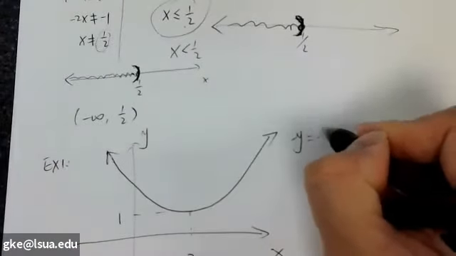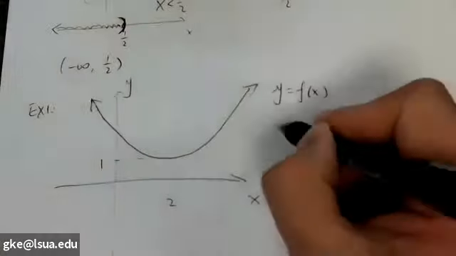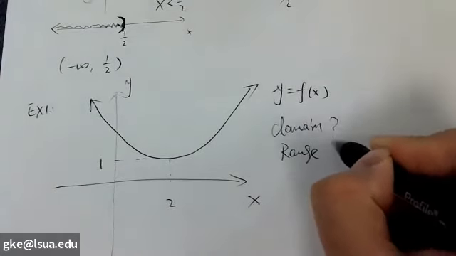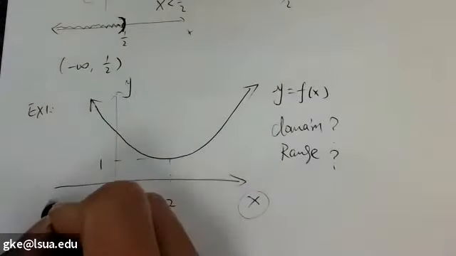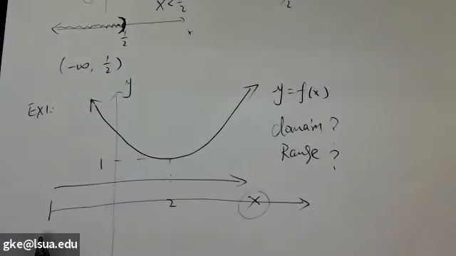how do you find the domain? How do you find the range? Now let's take a look. The strategy is here. As we know, the domain is always about the X elements, so it's always about the X coordinates. It's always from the left to the right.